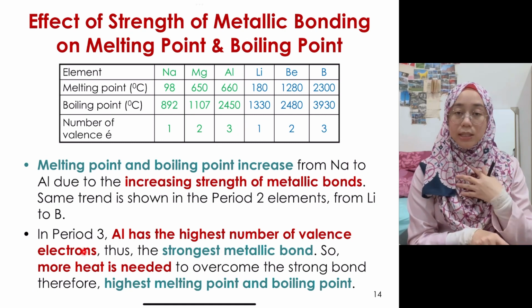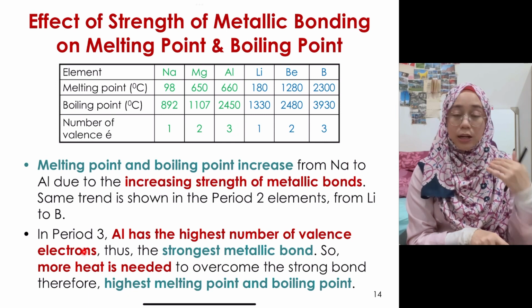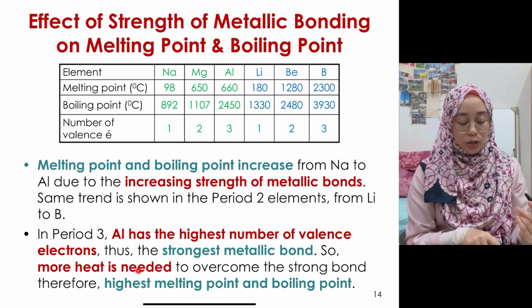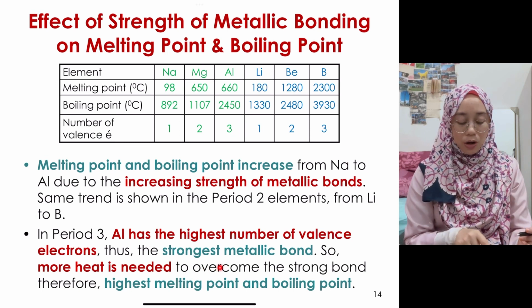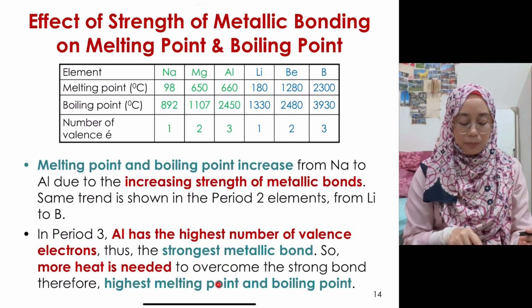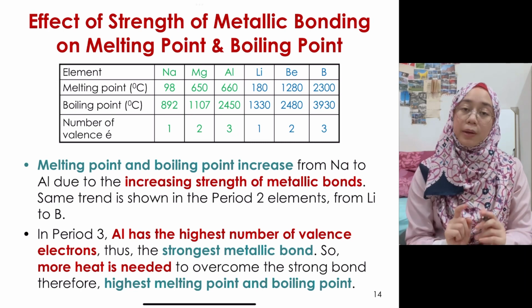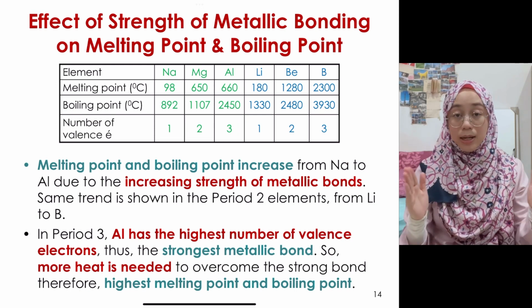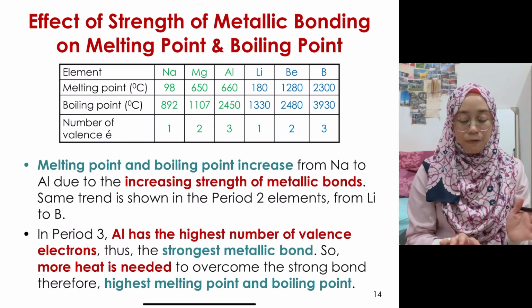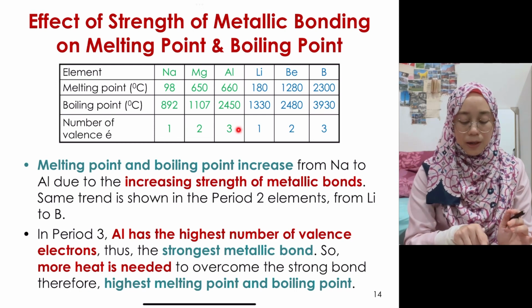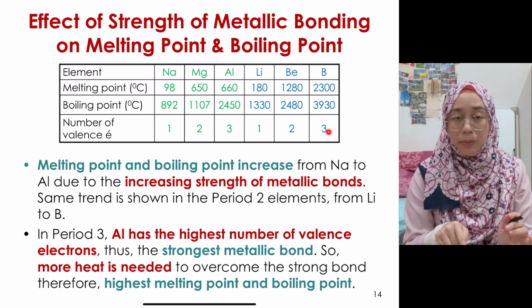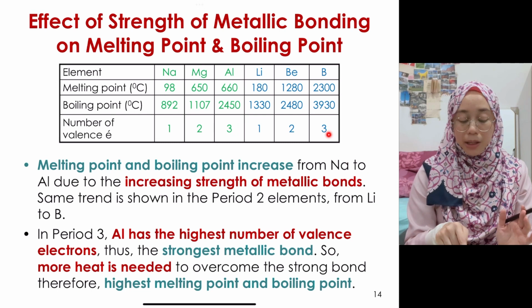Sebab aluminium dia release 3 electron, right? Okay, therefore it has the strongest metallic bond then. Okay, so more heat is needed to overcome the strong bond, therefore the highest melting point and boiling point adalah untuk aluminium. Okay, ini adalah bila kita compare yang dalam period 3 sahaja. Okay, however kalau kita tengok aluminium release 3 elektron, boron pun release 3 elektron juga. Tapi macam mana dia punya melting point dengan boiling point?